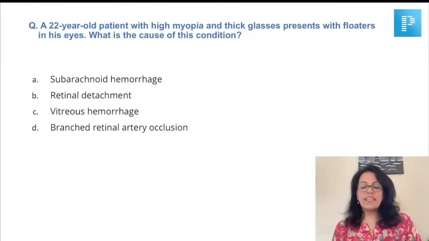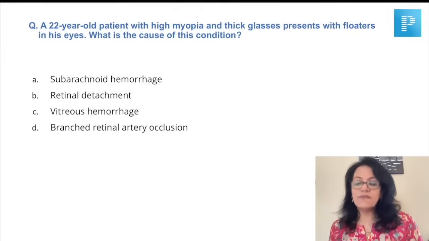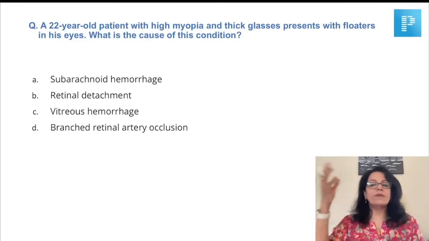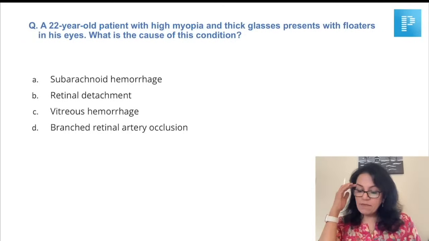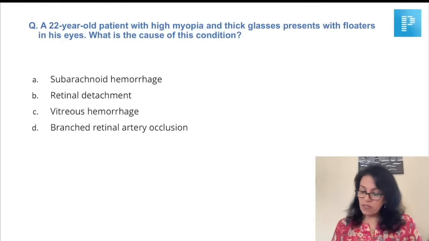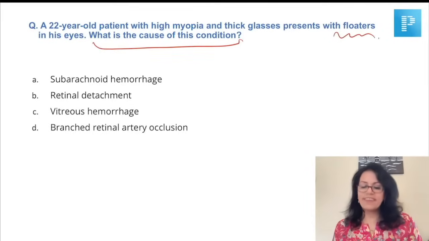Okay. We come to the next question. A 22-year-old patient with high myopia and thick glasses. Immediately, high myopia, thick glasses, and presenting with floaters, to my mind jumps to pathological myopia, isn't it? And in pathological myopia, why will you get floaters?